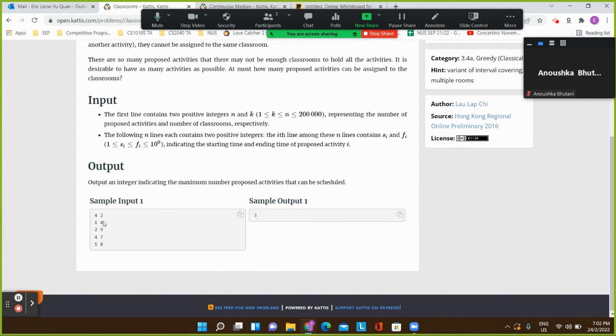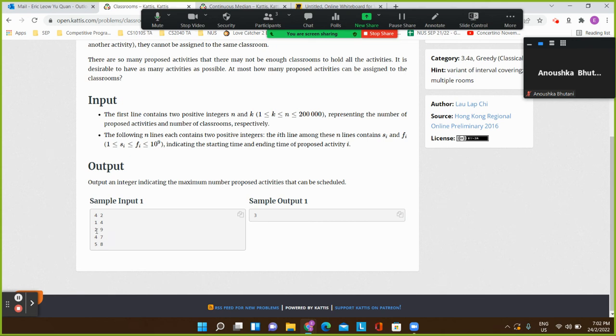For example, in this test case, you are given 4 activities and 2 classrooms. Each activity has a start time and end time. The first activity starts at 1 and ends at 4. The second activity starts at 2, ends at 9, and so on. The best way to allocate the activities is to put 1 4 in one classroom. Then in that same classroom you put 4 7 because they don't overlap. Then you cannot put anything else really. So you have 2 activities in one classroom.